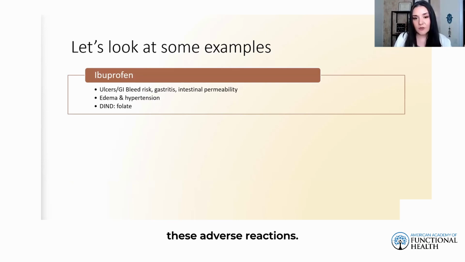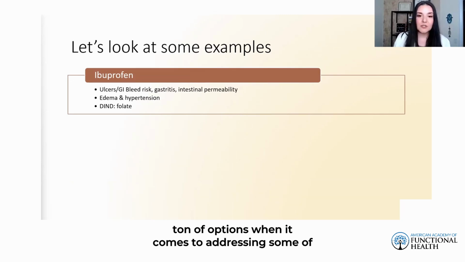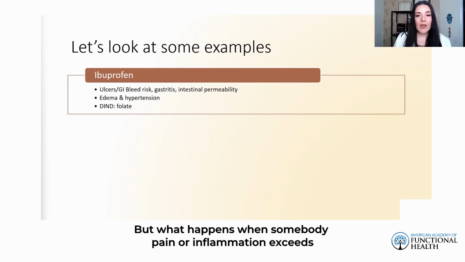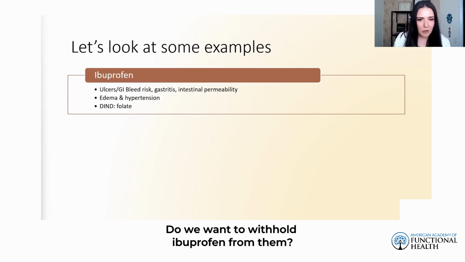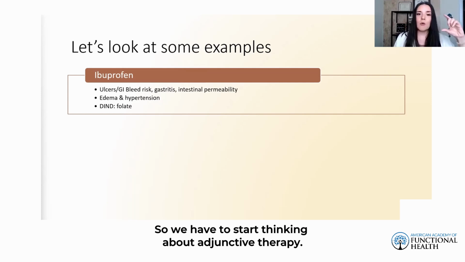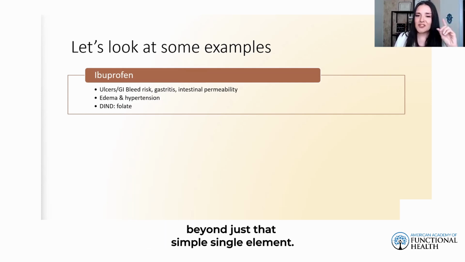One of the major drug-induced nutrient depletions is folate, and folate may not necessarily be directly related to some of these adverse reactions. However, we do know that in our functional toolkit, we have a ton of options when it comes to addressing some of those issues, as well as potentially reducing inflammation so that we could reduce the need for ibuprofen. But what happens when somebody's pain or inflammation exceeds that threshold? Do we want to withhold ibuprofen from them? Of course not. That would be unethical. So we have to start thinking about adjunctive therapy and how do we think about the drug-induced nutrient depletion beyond just that simple single element.